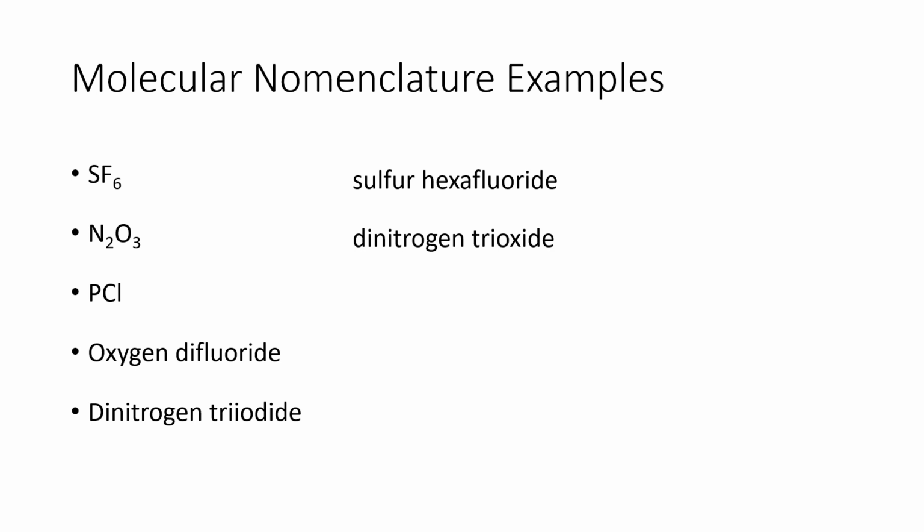For PCl, there are no subscripts. So P is phosphorus. Remember, since this has a subscript of 1, it will not have a prefix. Cl is chlorine, so it becomes chloride, but it is the second element, so it needs a prefix even though there's only one. So this will be phosphorus monochloride.